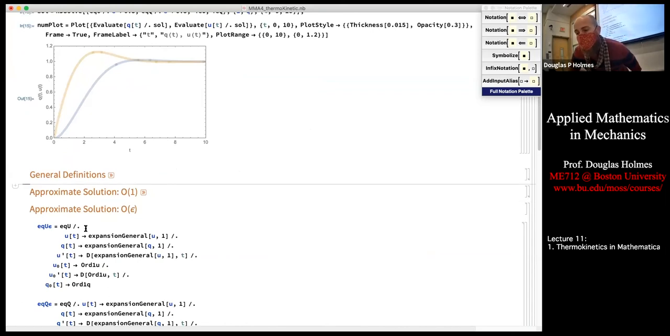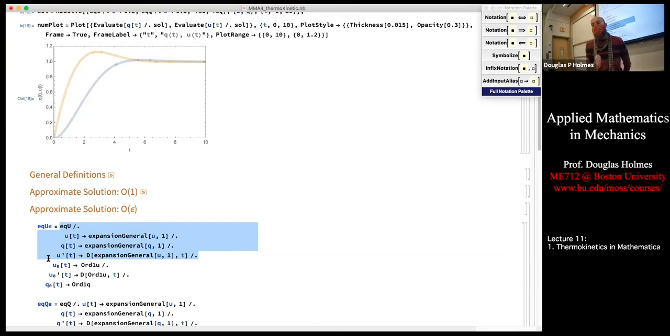The only thing that's tricky here, I don't know why, but you have to keep the slash dot on the preceding line. So after slash dot, you can hit enter. So it goes EQU slash dot, and then I typed in my first replacement rule. This should make sense. Expansion general for U up to order 1, expansion general for Q up to order 1. My derivatives, that's fine. So these first three are kind of standard. And this is what we did last time. We just had zeros in there.